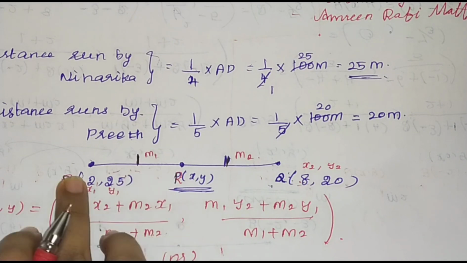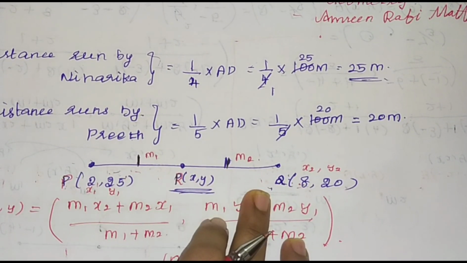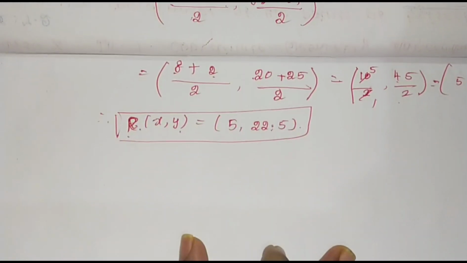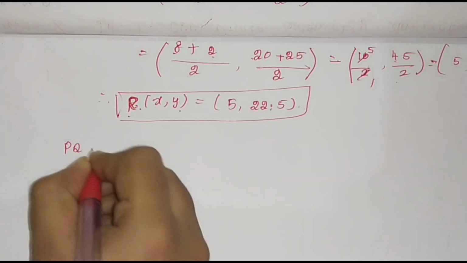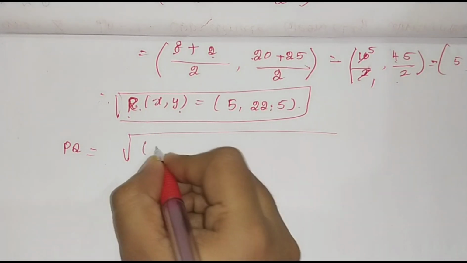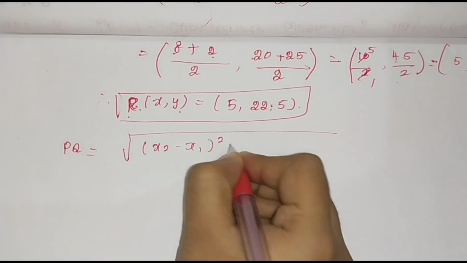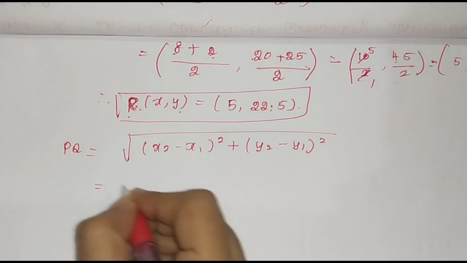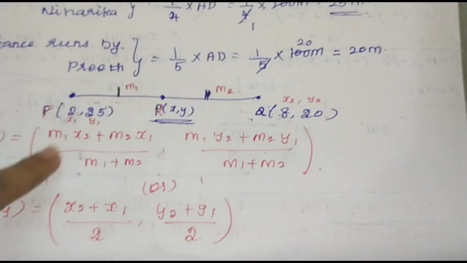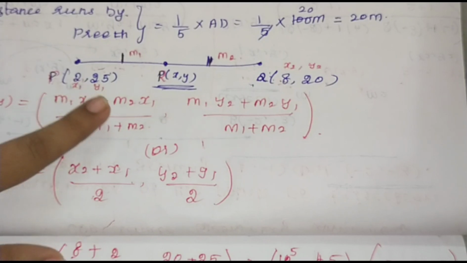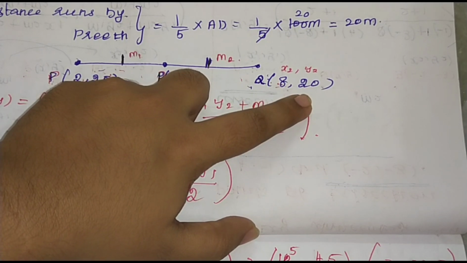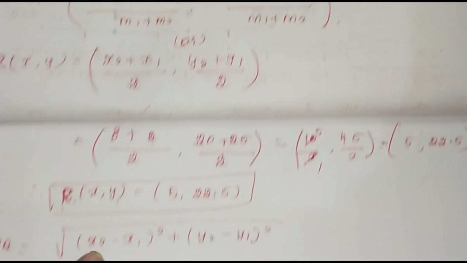Another thing they are asking is to find the distance between P and Q. We already learned the distance formula in exercise 7.1, so we can use it. PQ equals the square root of (x2 minus x1) whole square plus (y2 minus y1) whole square. From the diagram, x1 is 2, y1 is 25, x2 is 8 and y2 is 20. Now I am applying these values.